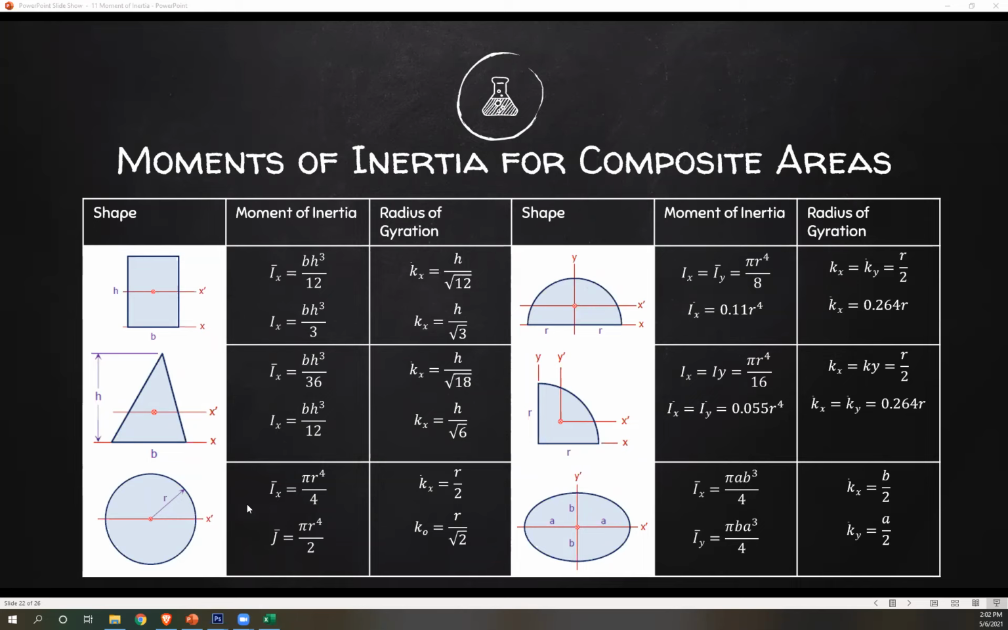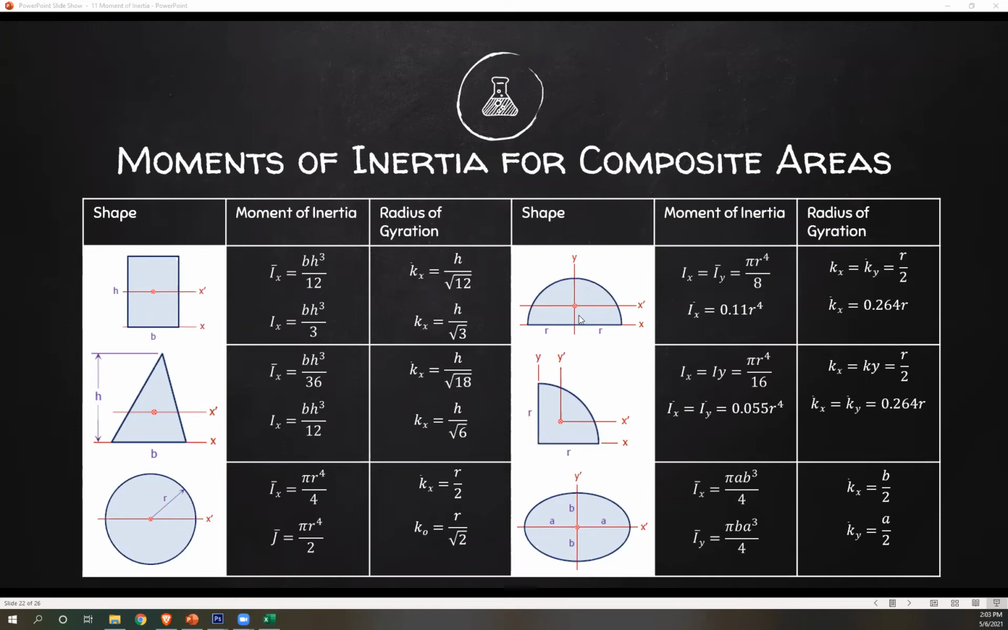Likewise, for your circle, we've already solved for this. Centroidal is pi r raised to 4 over 4. And then, instead of moment of inertia about a reference axis, we have a polar moment of inertia. It's pi r raised to 4 over 2. Then we have the radius of gyration about your centroidal x-axis, and the radius of gyration about your z-axis or about your pole O, hence K sub O.